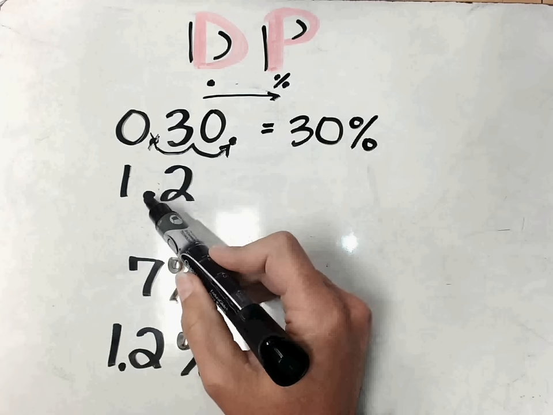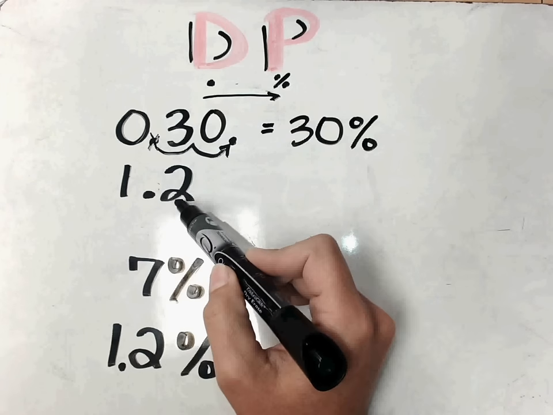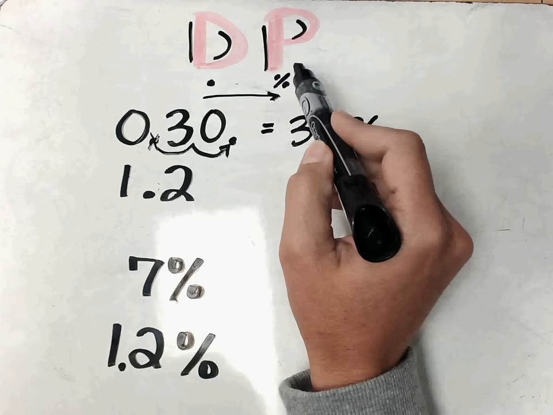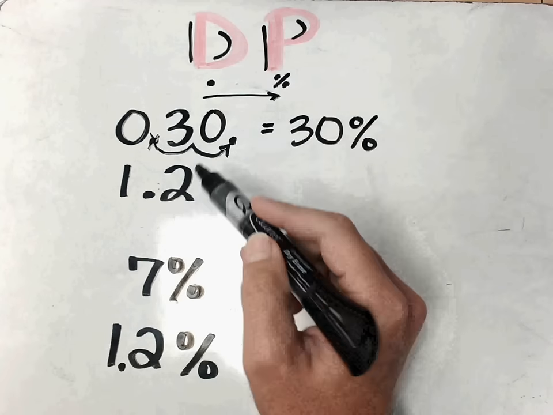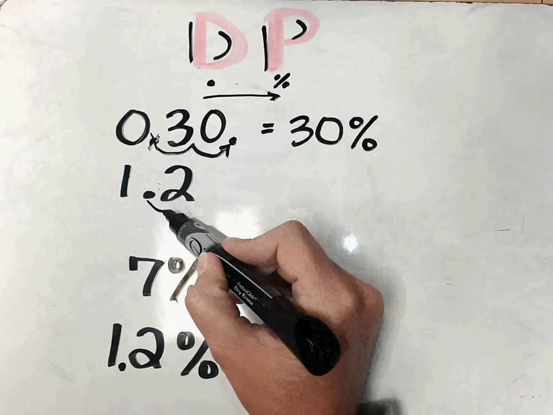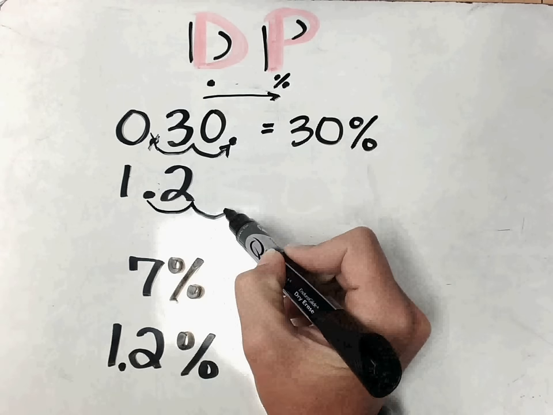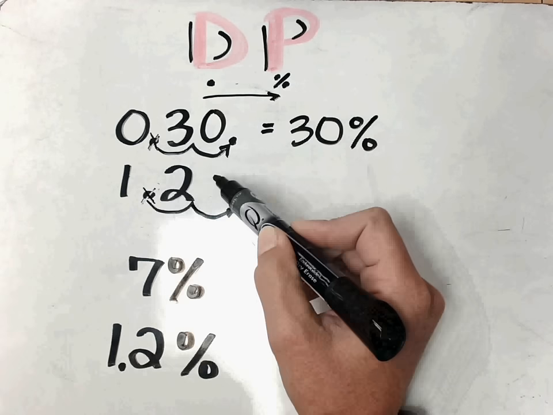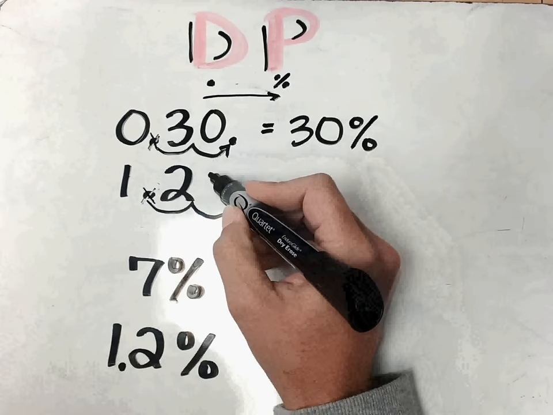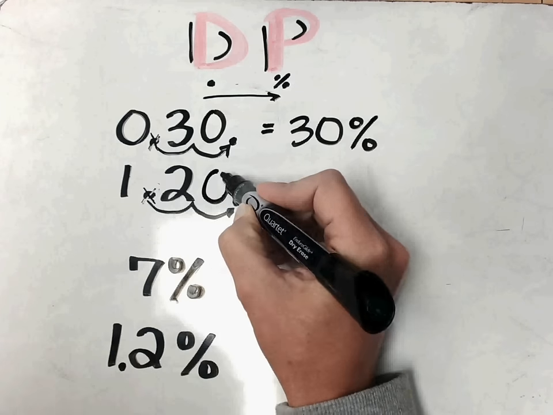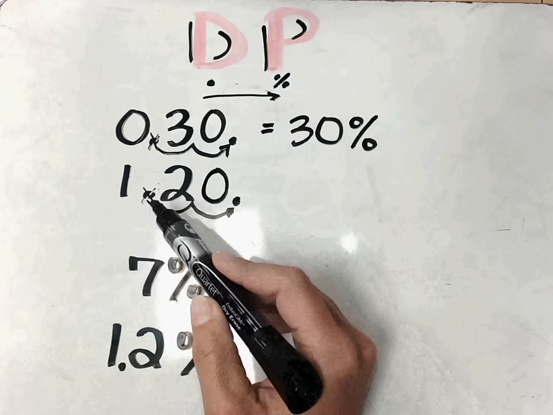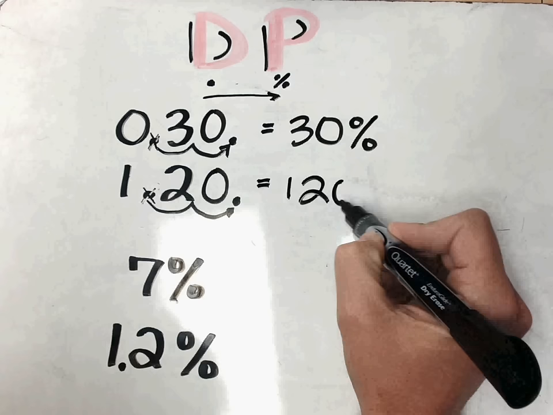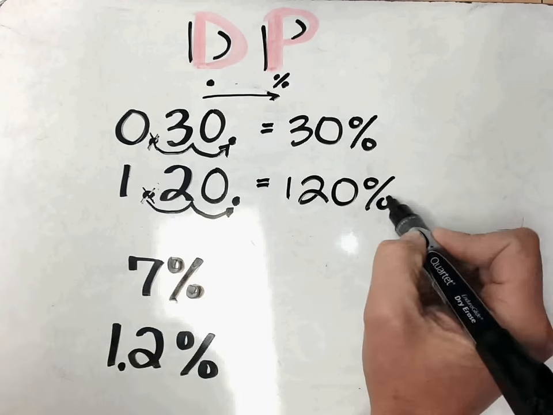So now let's look at our next example. We have 1.2. So we want to change this to a percent. Decimal to percent, D to P, goes two places to the right. D to P goes to the right, and it's always two places. So we go 1, 2 to the right. We put our decimal here instead of here. And again, we don't have enough numbers, so we have to put an egg in our basket or add a 0. So that 1.2 now becomes 120. So 1.2 is equivalent to 120%.